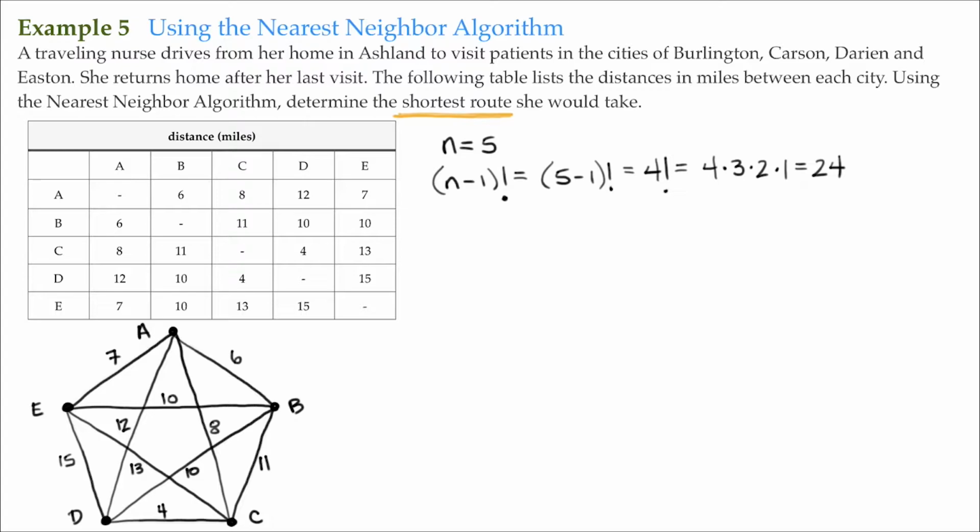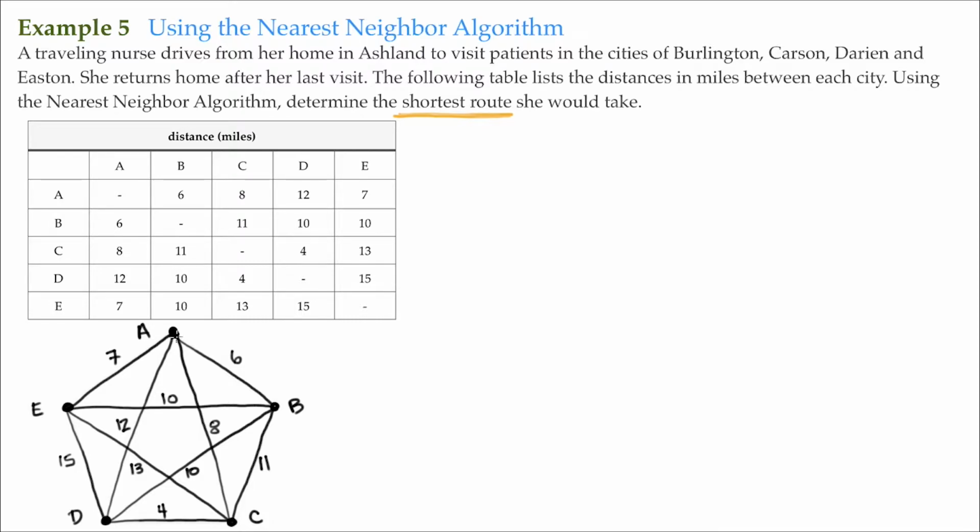Certainly if it was 6 vertices, that's 6 minus 1, that's 5. That's 5 times 4 times 3 times 2 times 1, that's 120. So it seems very impractical to do that. So the nearest neighbor algorithm shortens that very easily. So the algorithm says, step 1, start where you want to take off from. So she lives in Ashland, and we're going to go to the nearest neighbor, or we're going to go to the vertex that's connected with the edge with the smallest weight.